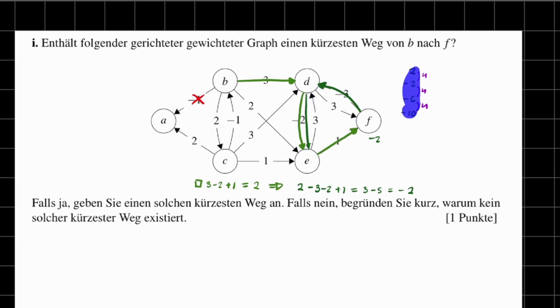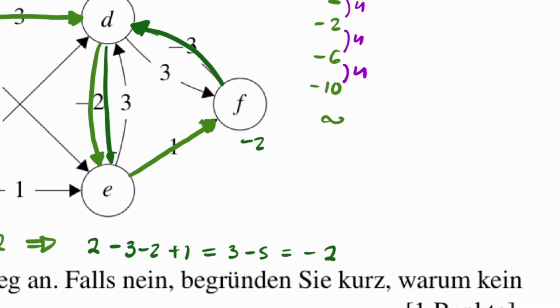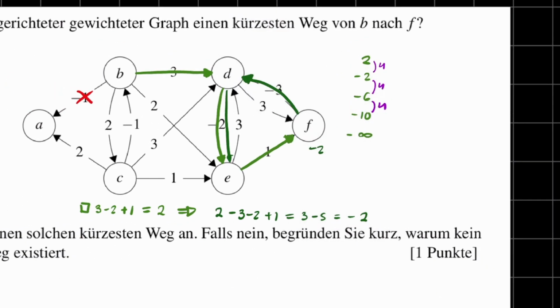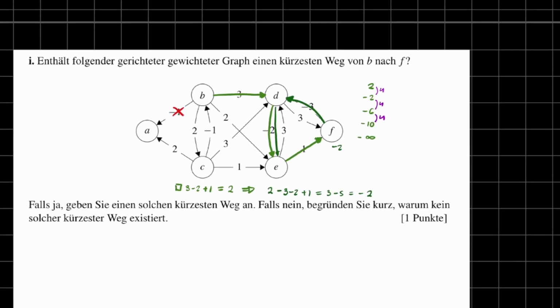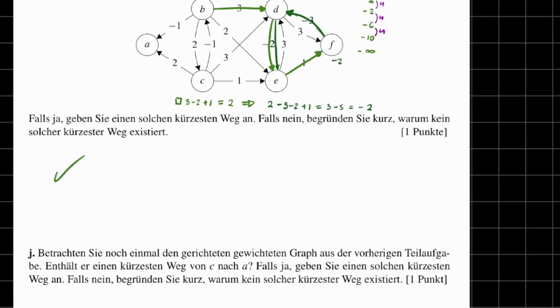You could even show the example here, like, hey, it goes from 2 to -2 to -6 to -10. So we can just go up until infinity, right? Minus infinity, meaning we will never reach our actual shortest way, right? Now, we already know this, we already explained this one.